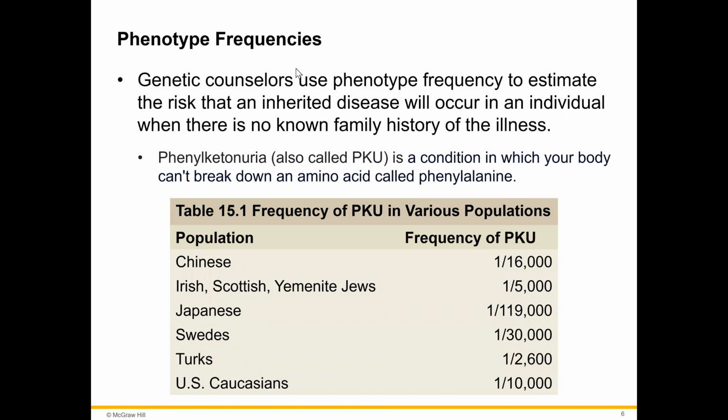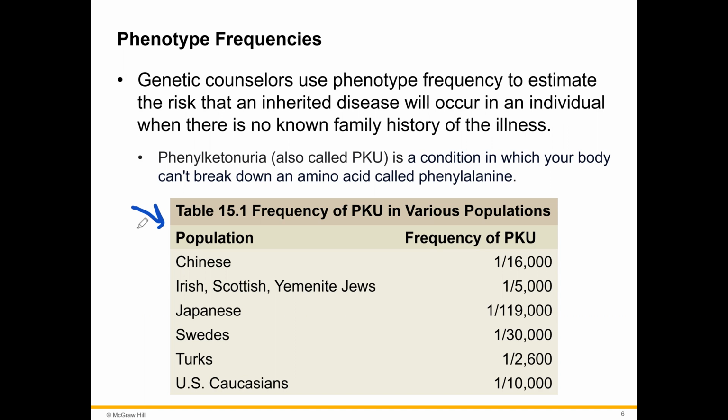So over here, you can see the phenotype frequencies. Genetic counselors use phenotype frequency to estimate the risk that an inherited disease will occur in an individual when there is no known family history of the illness. So for example, we live in a population here in North America, in its southern part. If we know the frequency of a disease within our area, we can predict how likely a newborn will have it.